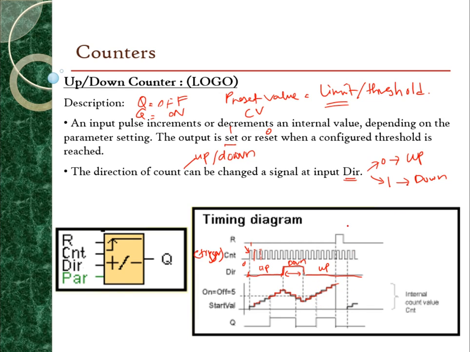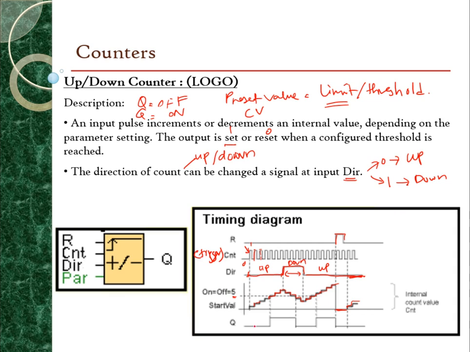This continues until you reset the counter. When you reset the counter, it will be reset back to the start here. After the reset input signal, it will start counting up because the input direction here is 0. Since you put the threshold value of 5, if the value is greater than 5, the output will be turned on. If the value is less than 5, it will be turned off.